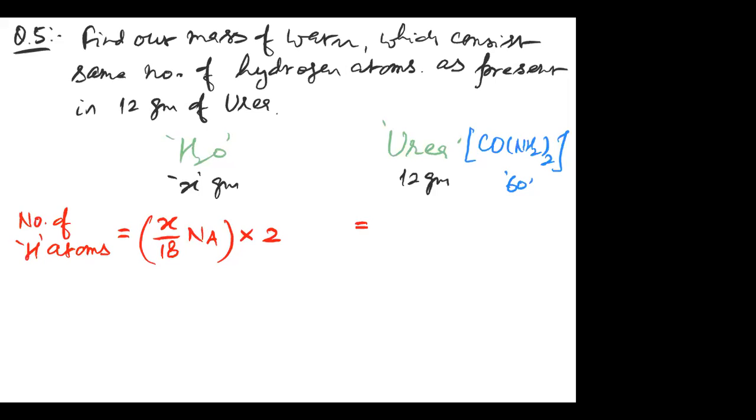This should be equal to 12 gram divided by 60. Mass divided by molecular mass is the number of moles. The number of moles of urea multiplied by Na gives the number of urea molecules, and the number of urea molecules multiplied by 4 gives the number of hydrogen atoms.